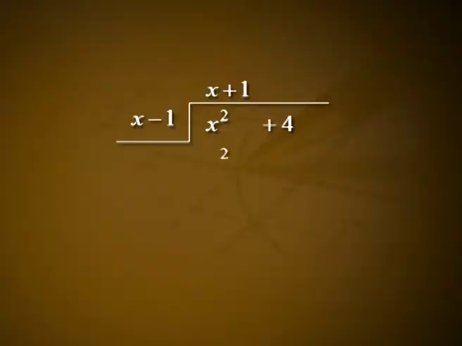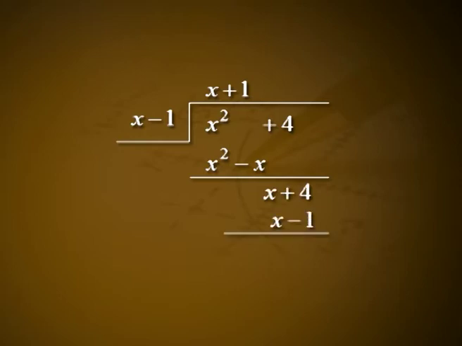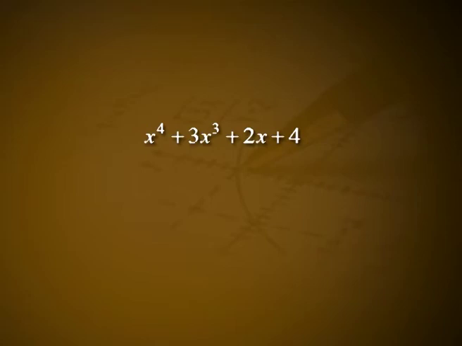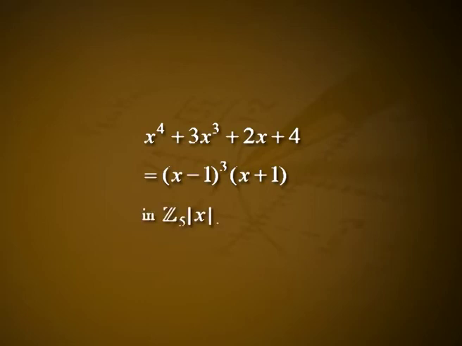Take x times (x - 1), which is equal to x^2 - x. Subtracting, we obtain x + 4. Take 1 times (x - 1), we obtain x - 1. Subtracting, we obtain 0. Thus, x^4 + 3x^3 + 2x + 4 = (x - 1)^3 (x + 1) in Z5[x].